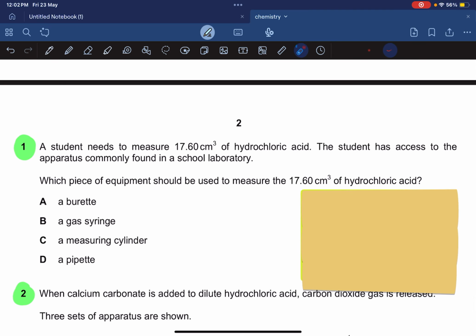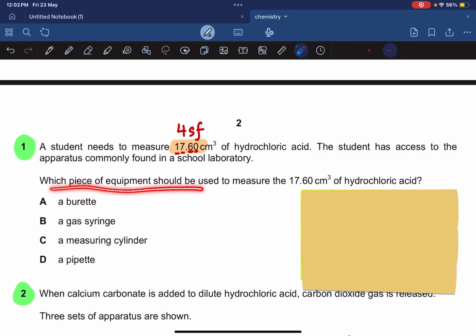Let's get started. A student needs to measure 17.60 cm cube of hydrochloric acid. Now this number is very important. What does the 17.60 tell us? It tells us that we have 4 SF in the question: 1 significant figure, 2, 3, and 4 significant figures. The student has access to apparatus commonly found in a school laboratory.